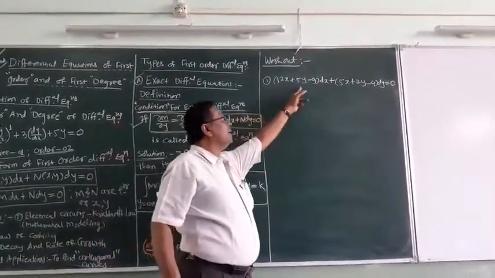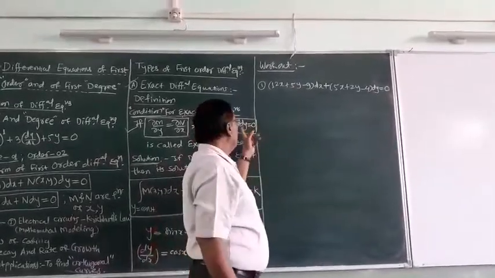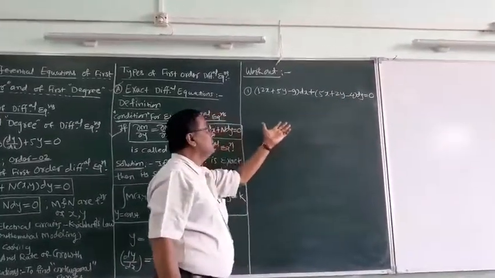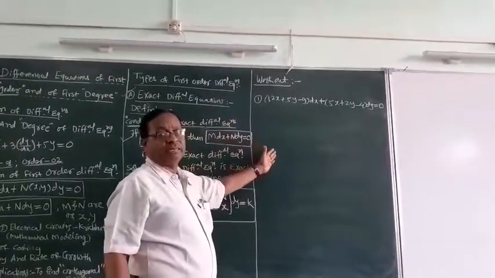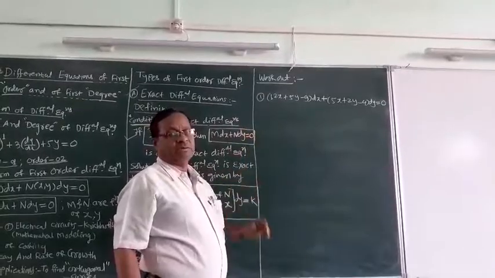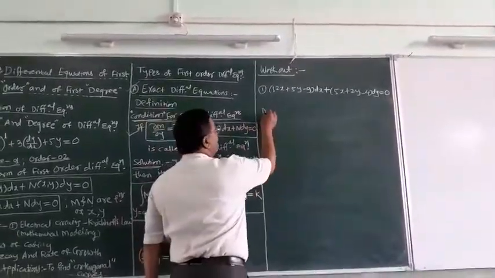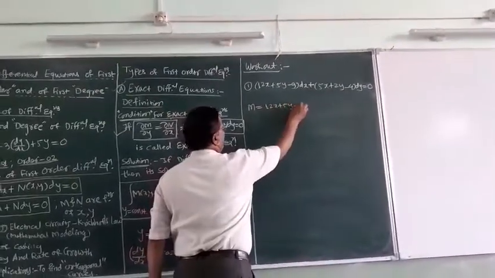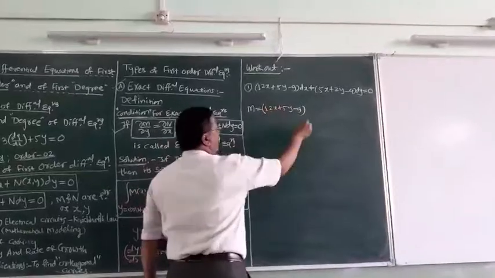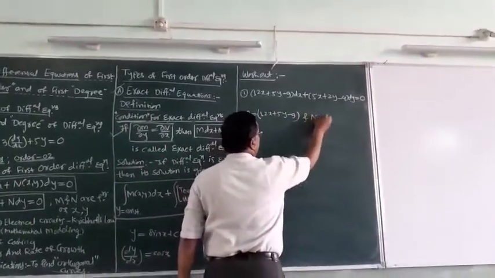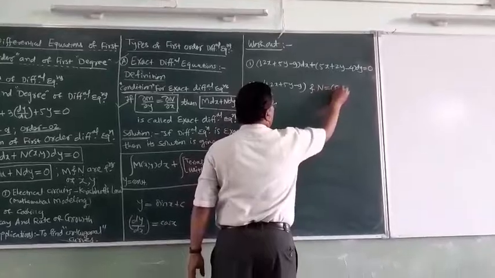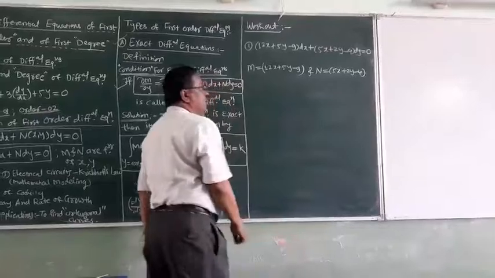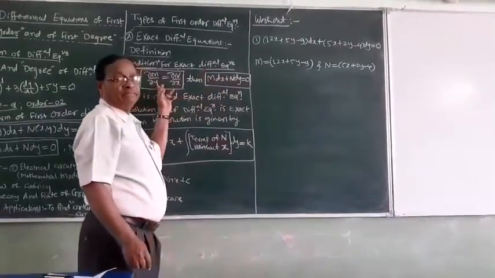M is nothing but this bracket, a function of x and y. N is nothing but this bracket, which is also a function of x and y. And we have to check whether this differential equation is exact or not. So, first I will write M. What is M? It is 12x + 5y - 9. And I will also write N. It is the coefficient of dy. It is 5x + 2y - 4. Then we have to check this condition.